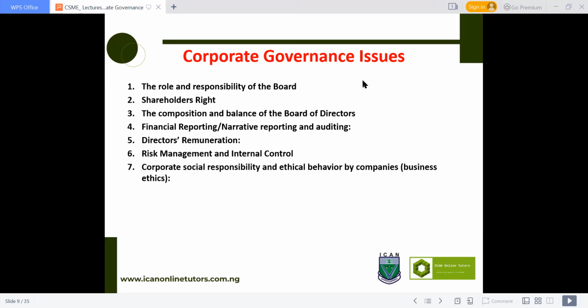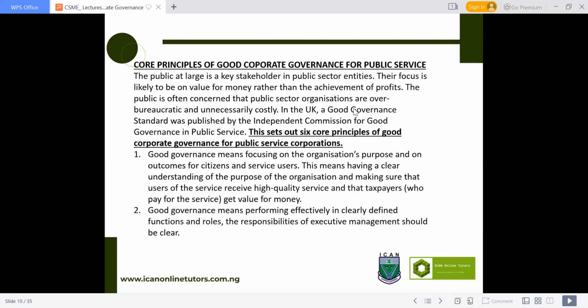So these are the issues that we are going to be talking about one after the other in corporate governance. Okay? Roles and responsibility of the board, the shareholders, right? The composition and balance of the board, the financial reporting, the director remuneration, risk management and internal control, and corporate social responsibility and business ethics.